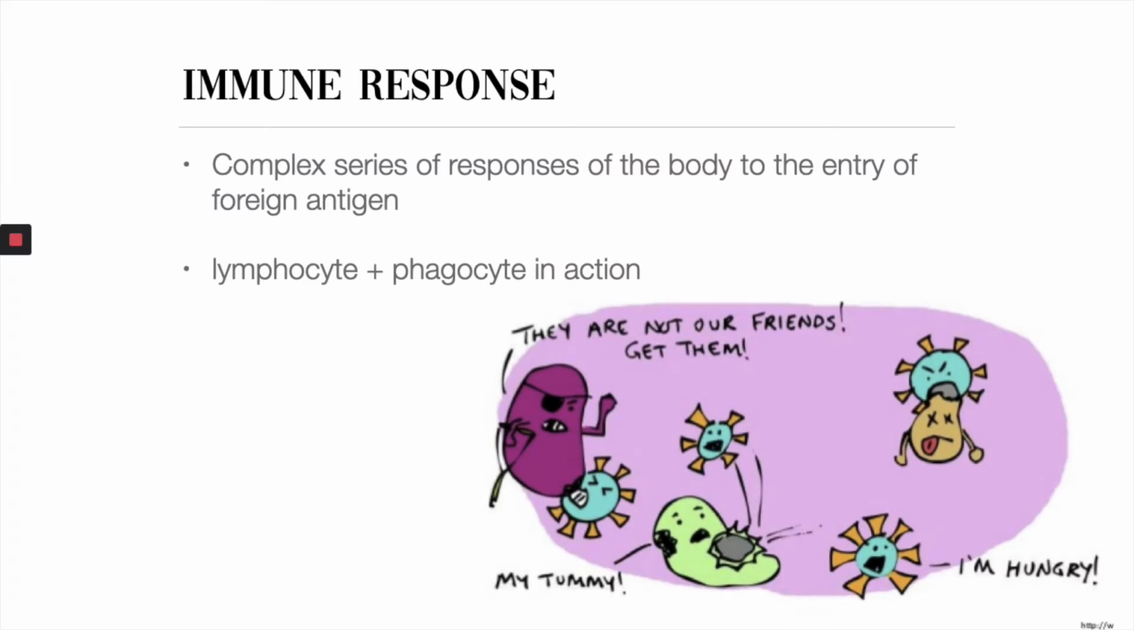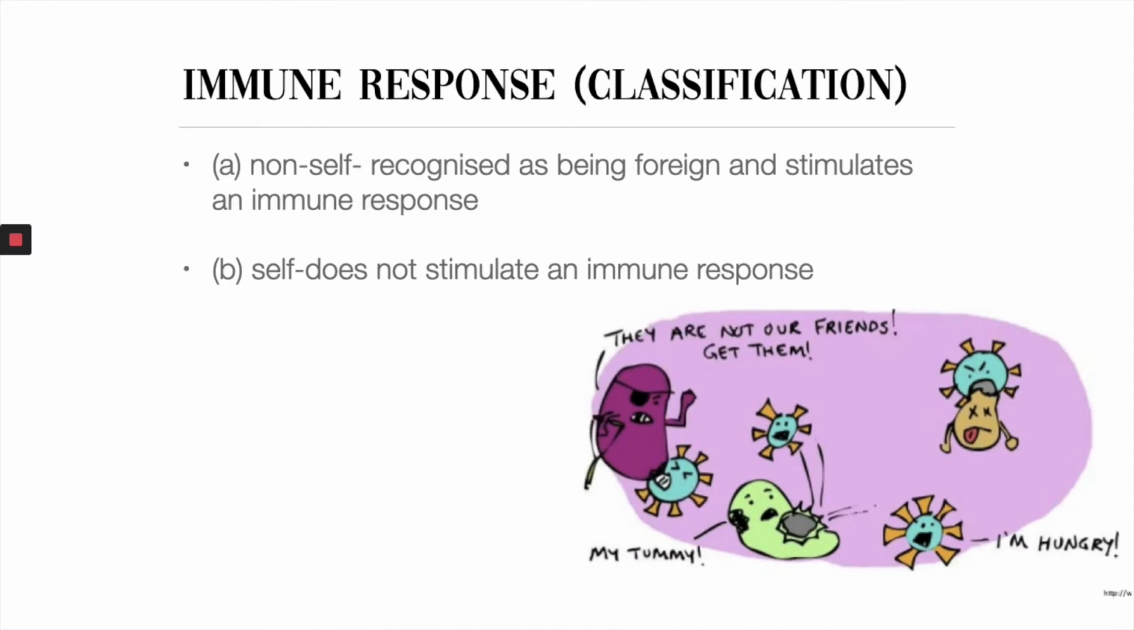Immune response is a complex series of responses of the body to the entry of foreign antigen. This works through the action of lymphocytes and phagocytes. Immune responses could be classified into two, non-self or self.